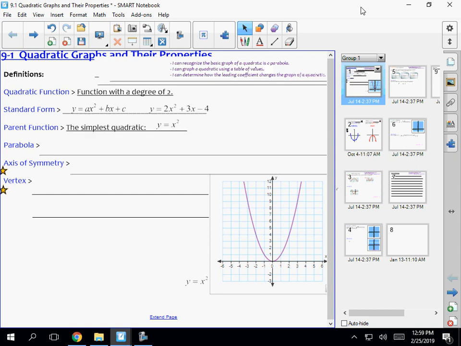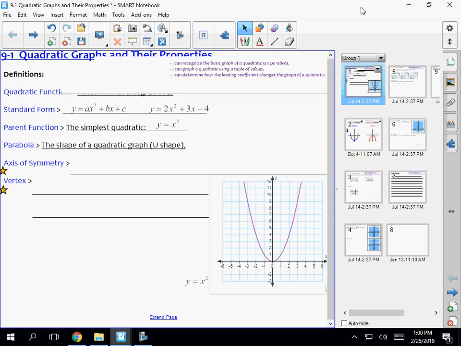Parent function. This is the simplest quadratic. It's y equals x squared. If you know what y equals x squared looks like, you can use something you learned in 8th grade math, transformations. You did transformations of shapes. Remember sliding them up, down? When you did transformations, you can do that with a parabola. So it makes it really easy to graph it and know what it looks like in general if you understand transformations and the parent graph.